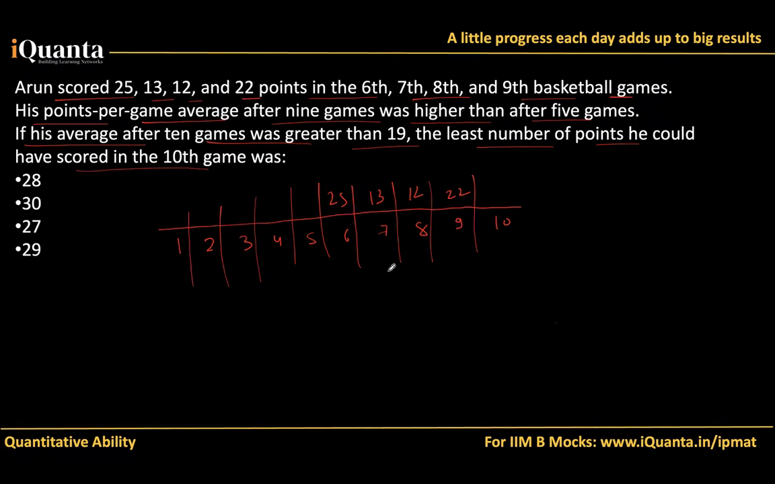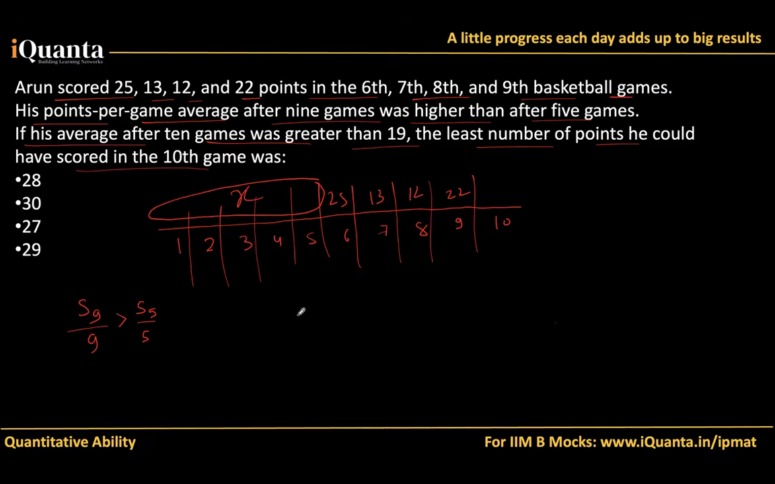Okay, we have been given that his points per game average after 9 games, so the sum of points will be S9 divided by 9. This will be the average, right? It was greater than after 5 games, so the sum of points till 5 games divided by 5. Now let's assume that, see, we do not know the total sum of all the points in game 1 to game 5. Let's say it is X. Sum of all the points till game 5 was X.